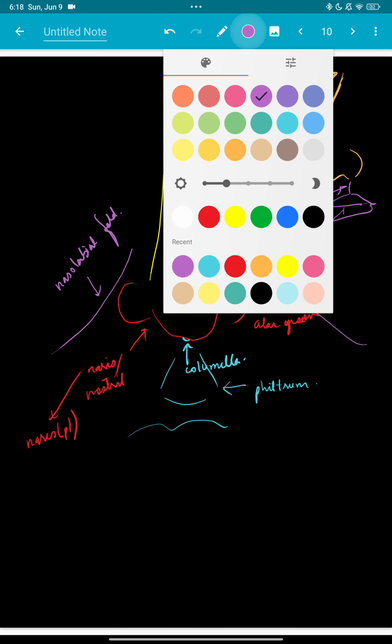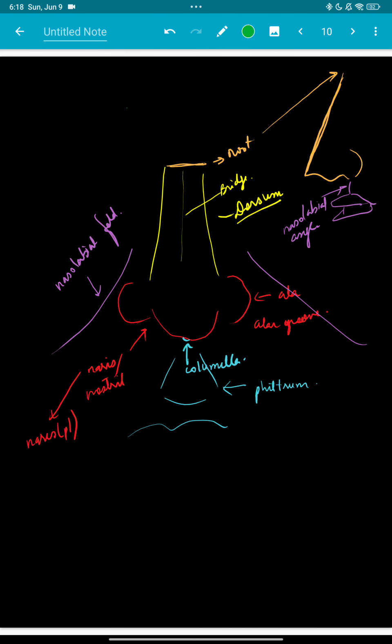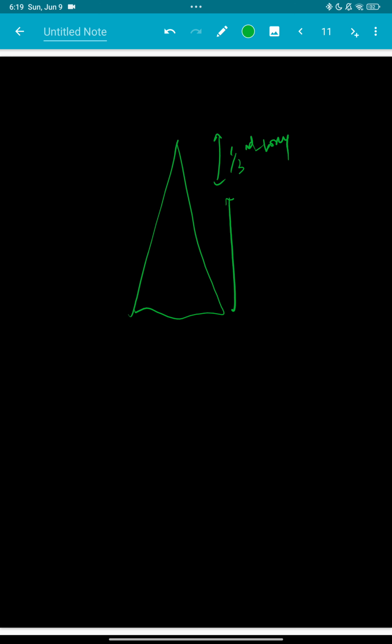So the layers we learned: it has an osteocartilaginous framework surrounded by muscles and then skin. So the skin of the nose, the skin surrounding the nose. First of all, the nose has two parts. Suppose this is the nose: the upper 1/3 is bony and the lower 2/3 is cartilaginous.